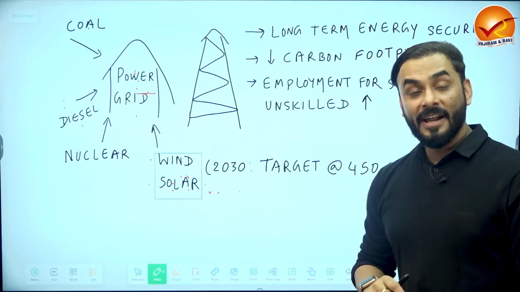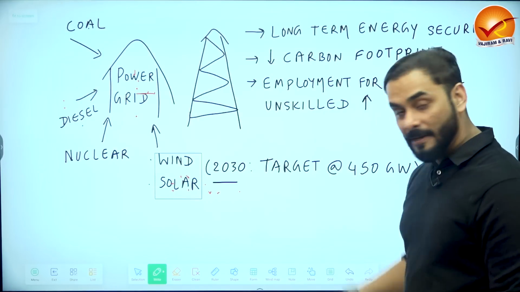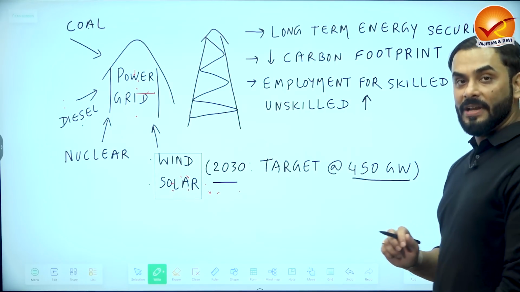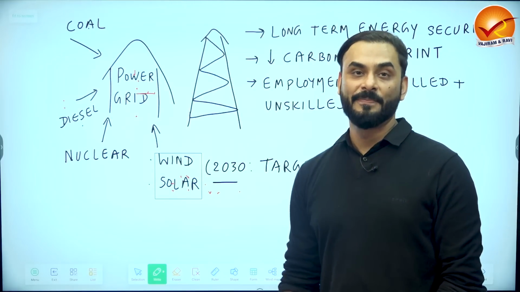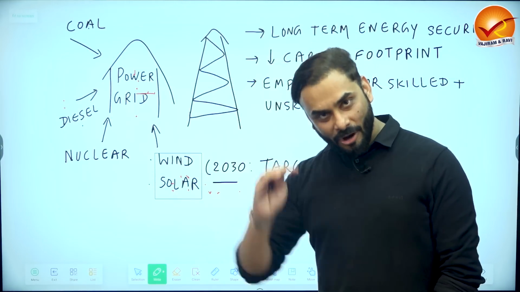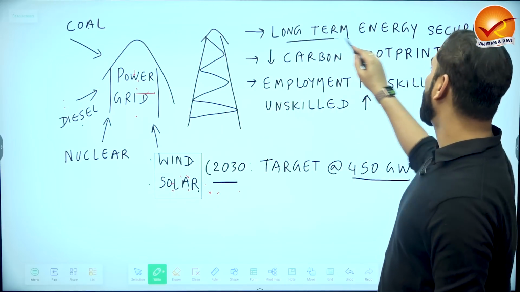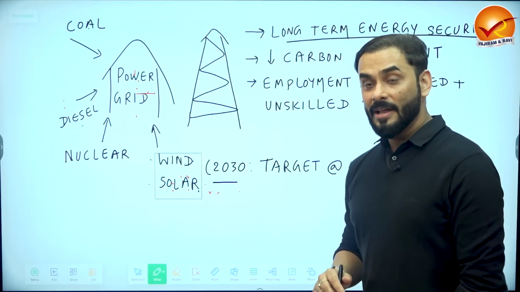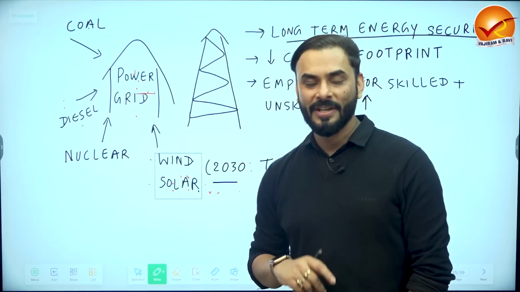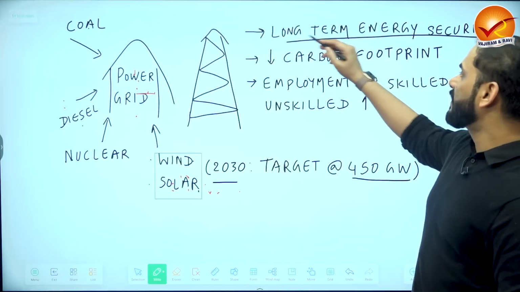What is the target that the Government of India has set related to renewable energy? By 2030, we want to create 450 gigawatt of electricity through renewable energy sources. What is the benefit of it? If you don't burn coal, the carbon footprint in the economy will come down, isn't it? If you use more wind and solar energy, it's a long-term energy security. Why? Because one day your sources of fossil fuel are going to diminish, right? But solar energy and wind energy, you can use for a very long period of time. So it provides energy security.